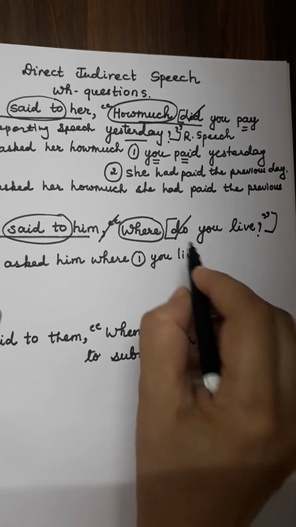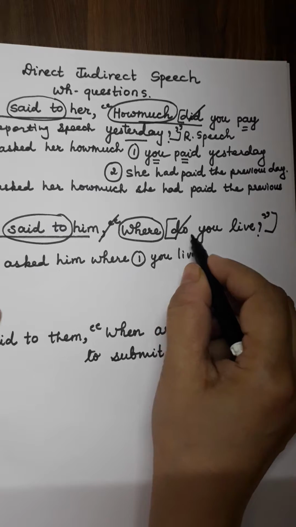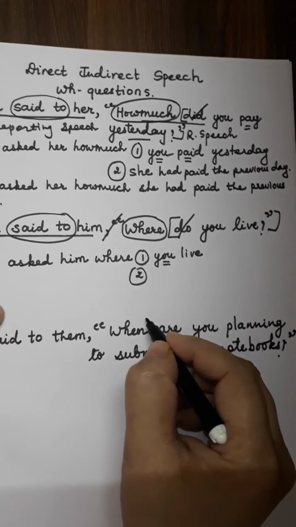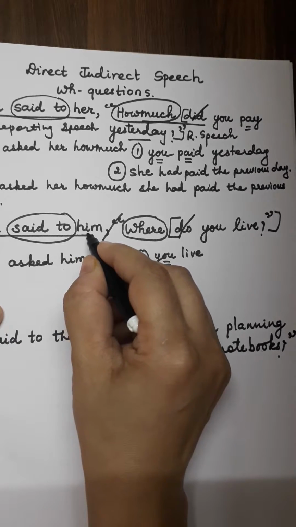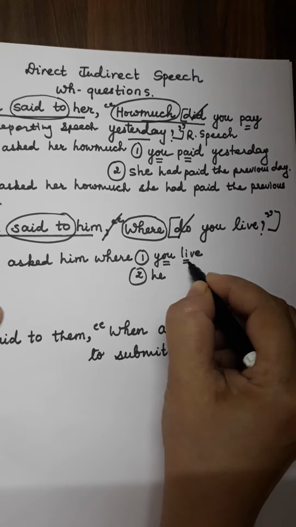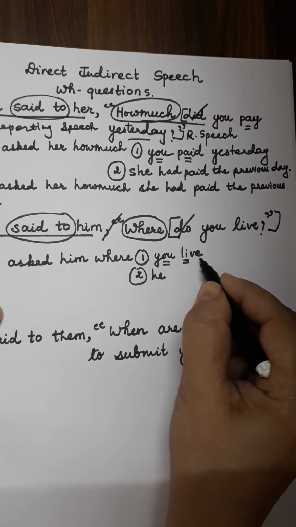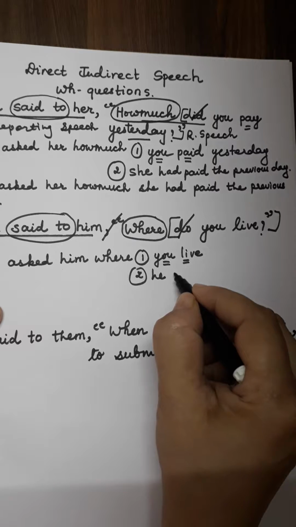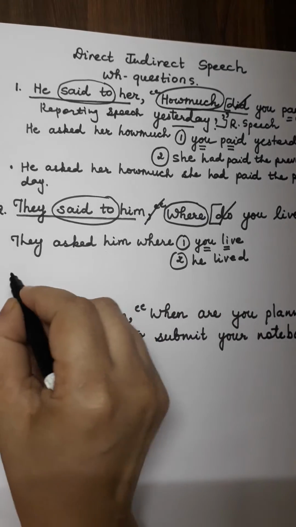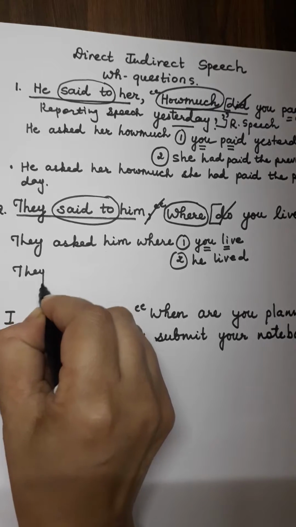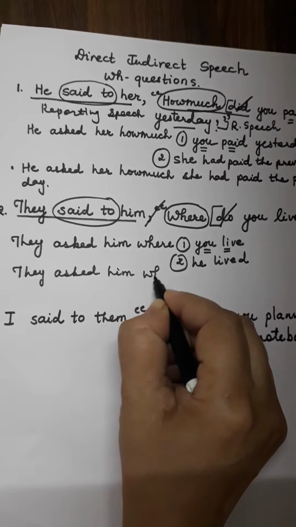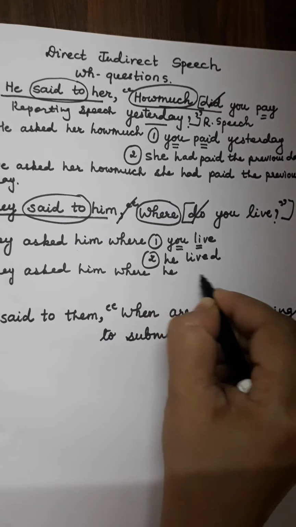We need to cancel do because do is used only in questions in simple present tense. Now you is again the second person pronoun, so we have to see who is the listener. The listener is him. So again the subjective pronoun of him will be he. Live is written in simple present tense, so it will become simple past tense. So the past form of live is lived. Joining both the parts we get a sentence like this. They asked him where he lived.